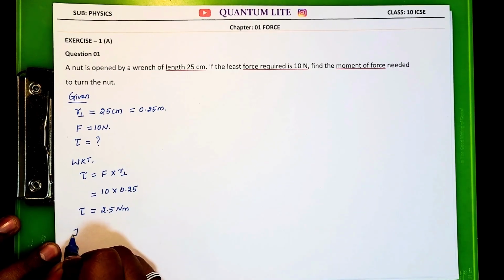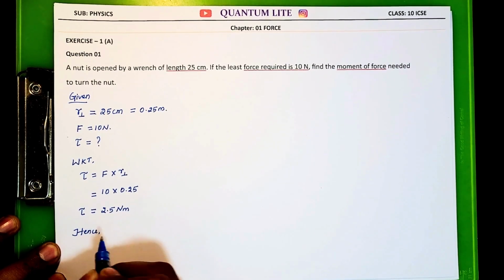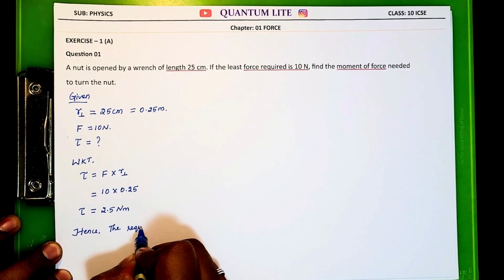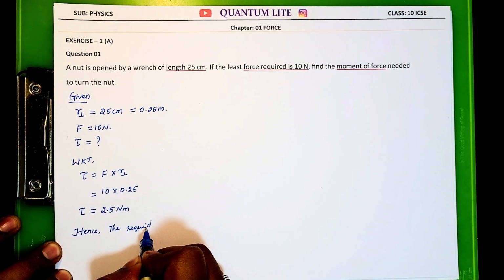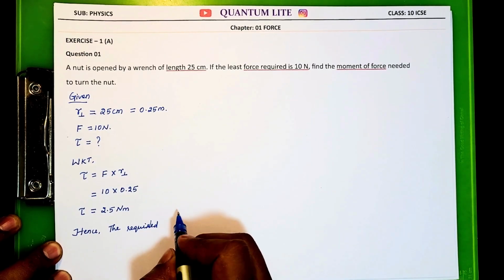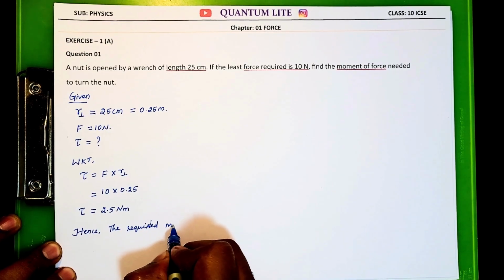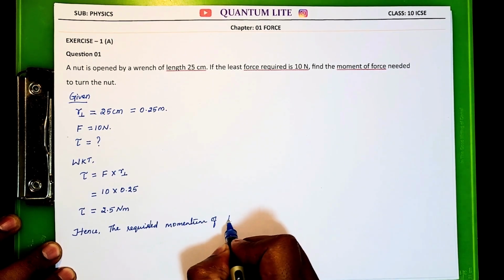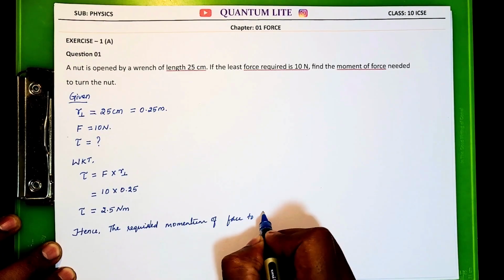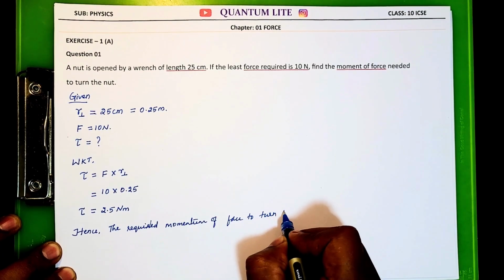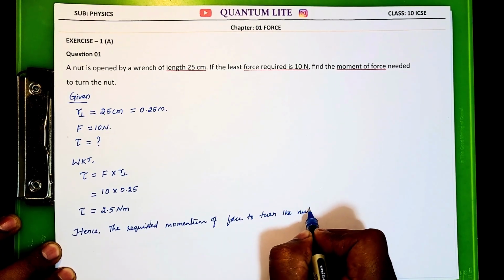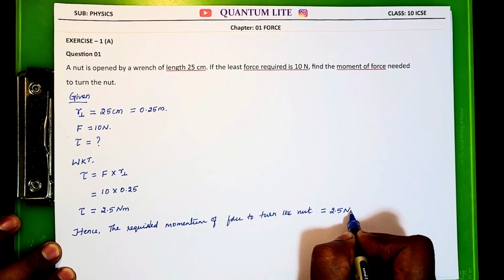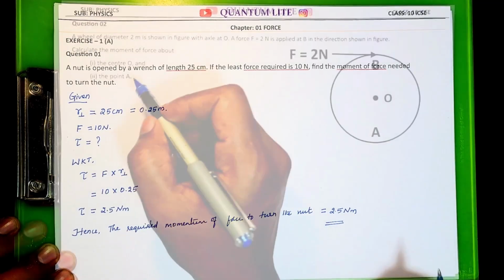So hence the required moment of force to turn the nut is equal to 2.5 Newton meter.